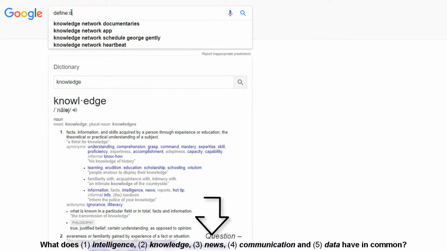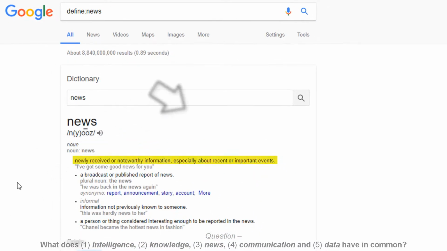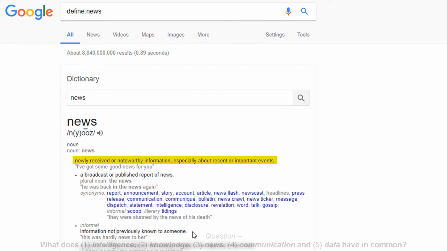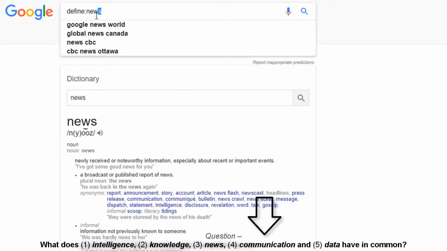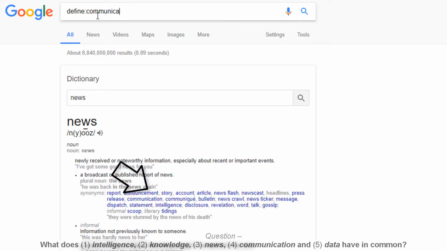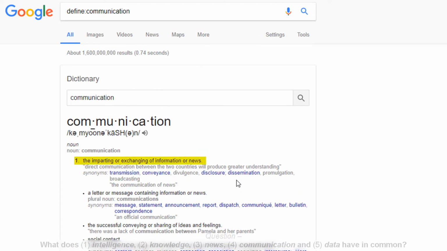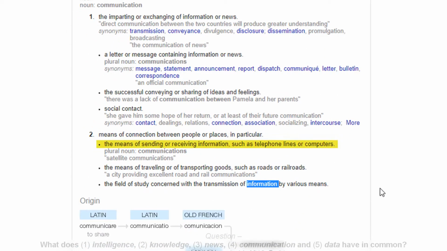Now, let's define news. News: newly received or noteworthy information, especially about recent or important events. And below it says, information not previously known to someone. And as for communication. Communication: the imparting or exchanging of information or news. And below, a letter or a message containing information or news. And number 2, the means of sending or receiving information such as telephone lines or computers.